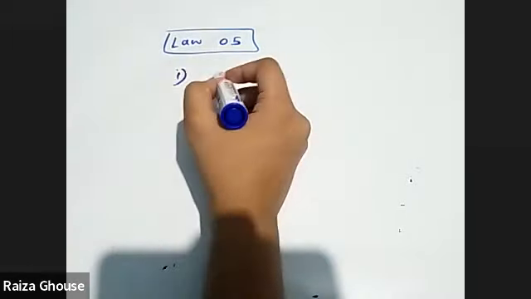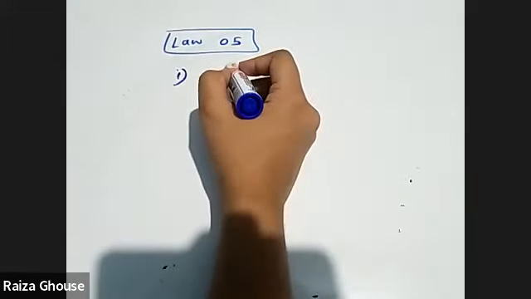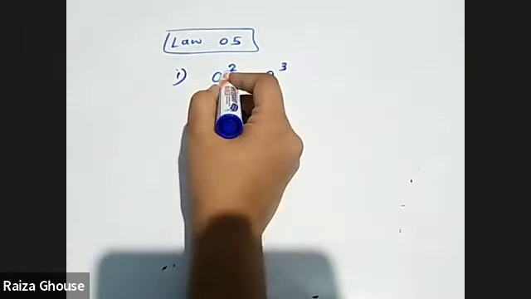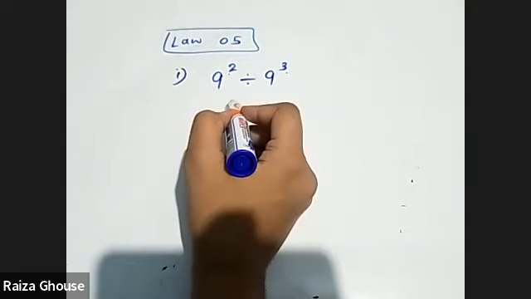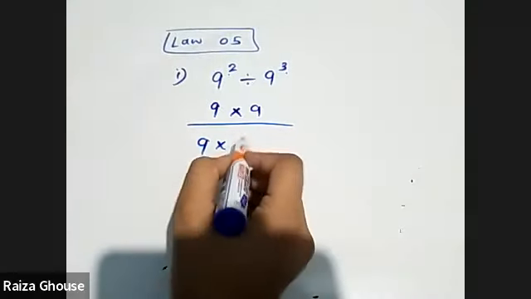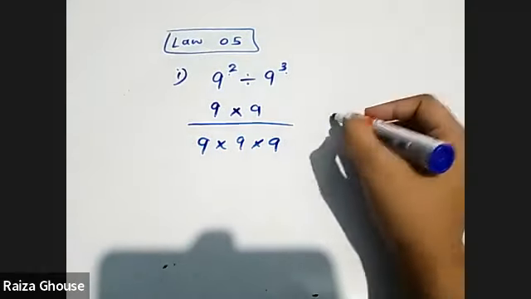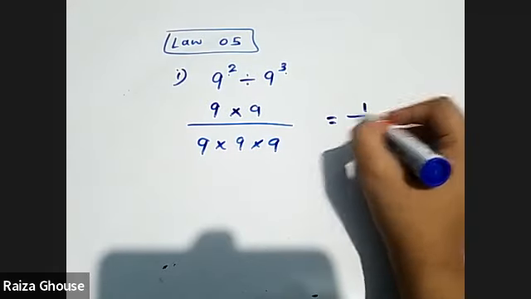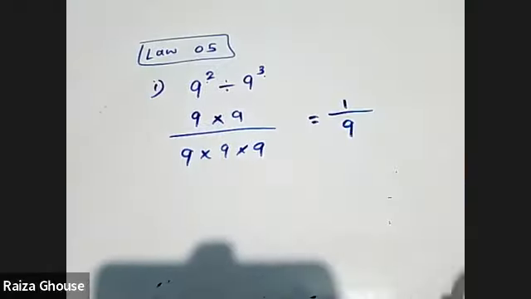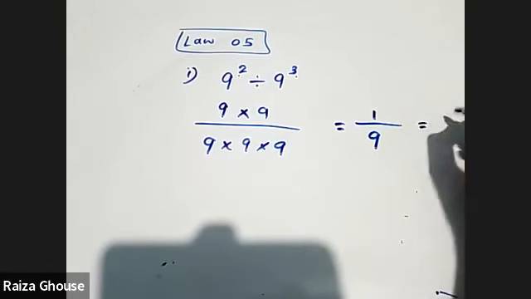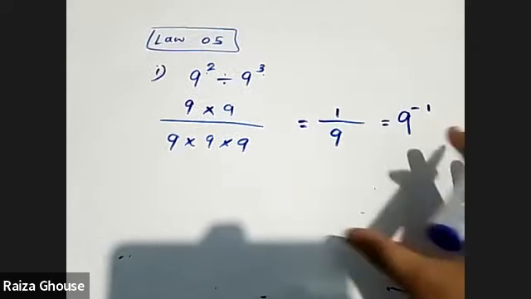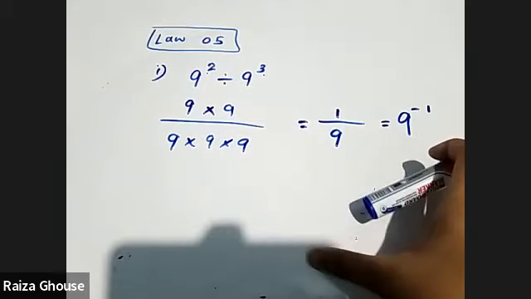The concept here is, if I take the previous example in law 2, something similar to this, where the first power is smaller and the second power is larger. We can write this as 9 into 9 divided by 9 into 9 into 9. So in this case, what do you get? 1 over 9. I can cancel, and if you get a fraction, you can write it as 9 to the power minus 1. So this one I taught you in the second law, but now I'm going to bring this into a concept.